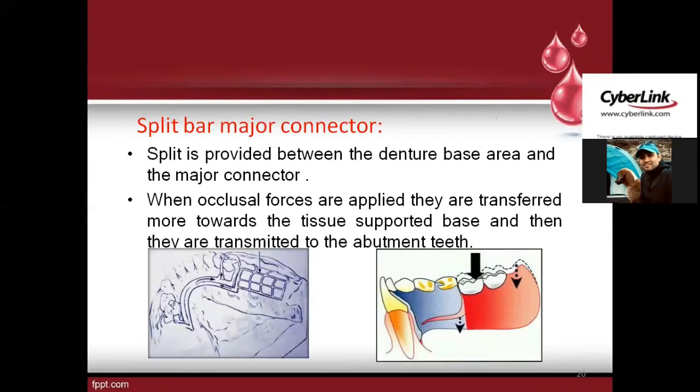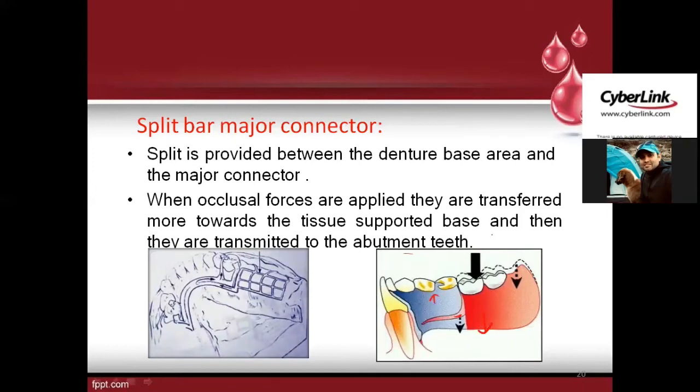This is split bar major connector, which I've already told you. Here is splitting so that when occlusal forces are applied, they are transferred more towards the tissue supported base and then they are transmitted to the abutment teeth.